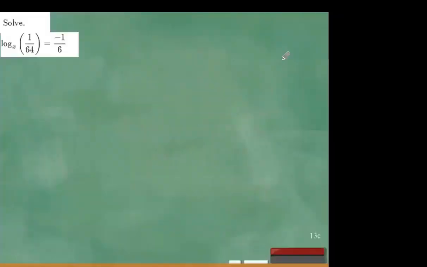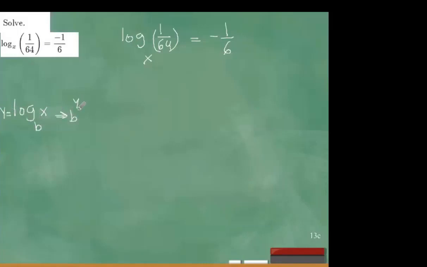Here we're going to solve for x. We have log of 1 over 64, this is my argument, is equal to minus 1 over 6, and my base here is x. So I need to write this as an exponential. If you recall, if I have log of x is equal to y with the base b, I can write this as b to the power of y is equal to x. That's what we need to do to eliminate the log. So it would be x to the power of minus 1 over 6 is equal to 1 over 64. And that is my argument here.